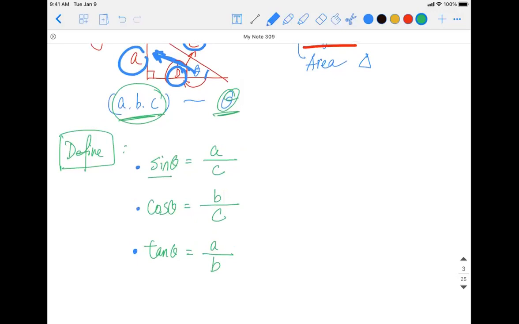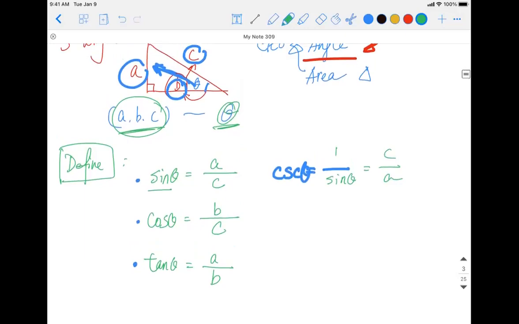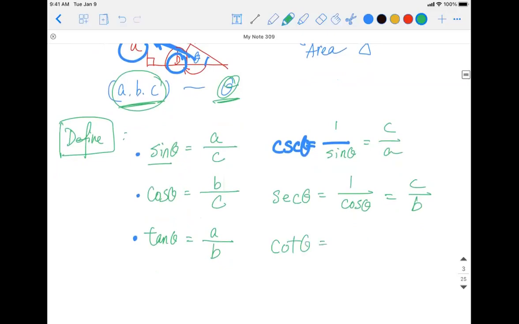The first one is cosecant. Cosecant theta is defined as the reciprocal of sine theta, which is C over A. Again, it's a definition. Cosecant is the reciprocal of sine. There's no reasoning. People just like to use it. That's it. And we define secant theta, S-E-C, secant theta, as the reciprocal of cosine theta, which is C over B. Again, people just do such a definition. And the last one is cotangent theta. Cotangent theta is defined as the reciprocal of tangent theta, which is B over A.